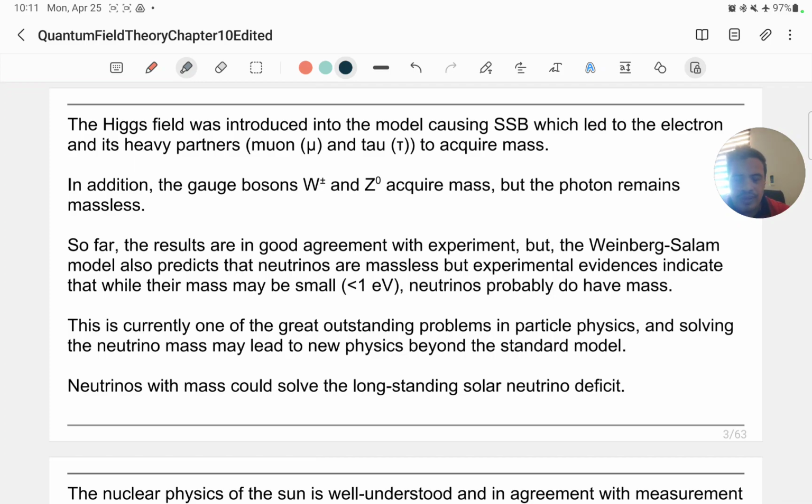And physicists, high energy physicists, particle physicists, are currently doing intensive experiments on this problem, because these may lead to new physics beyond the standard model. And it's even believed that it could be a pathway to solve the long-standing solar neutrino deficit.